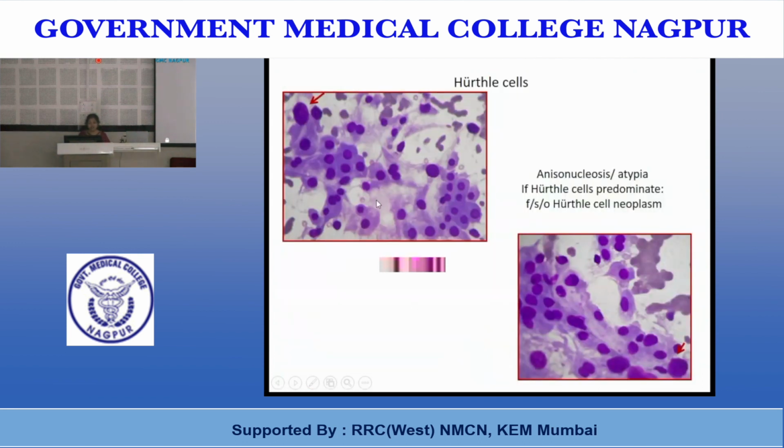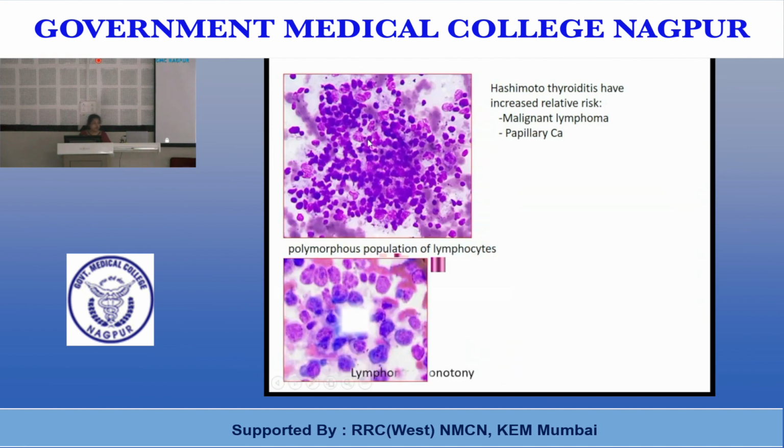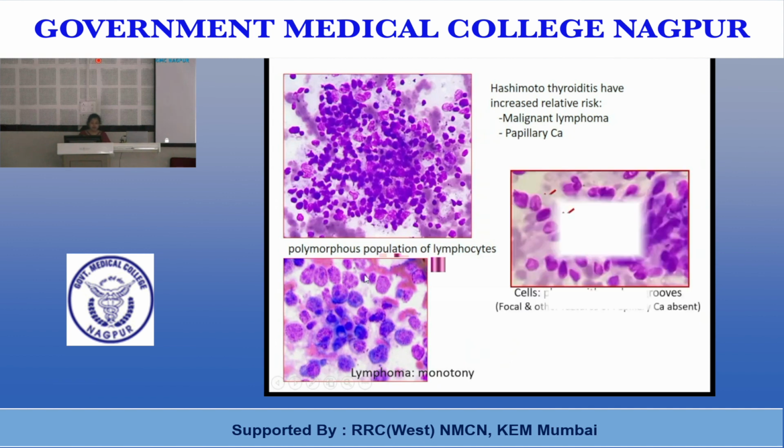Now, Hurthle cells may show such anisonucleosis, and you can see such atypia, one here, even here you can see it. And if the Hurthle cells predominate, then in such a picture, you start thinking, is it a Hurthle cell neoplasm? Now remember that Hashimoto's thyroiditis has an increased relative risk of malignant lymphoma. So pay attention to the polymorphous population of lymphocytes. If there is monotony, always work up for a lymphoma, and sometimes, they say that there's an increased risk of papillary carcinoma. You can see some grooves here and there, but other features are absent. It will be discussed again in detail.